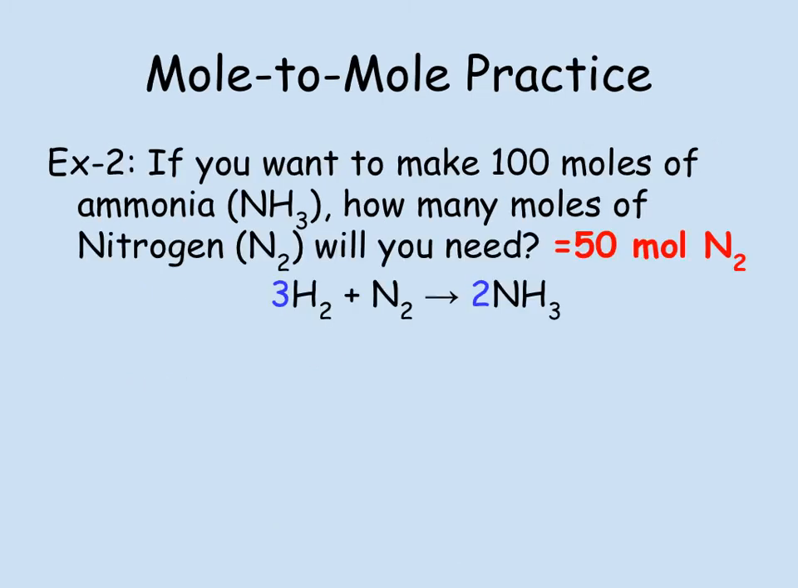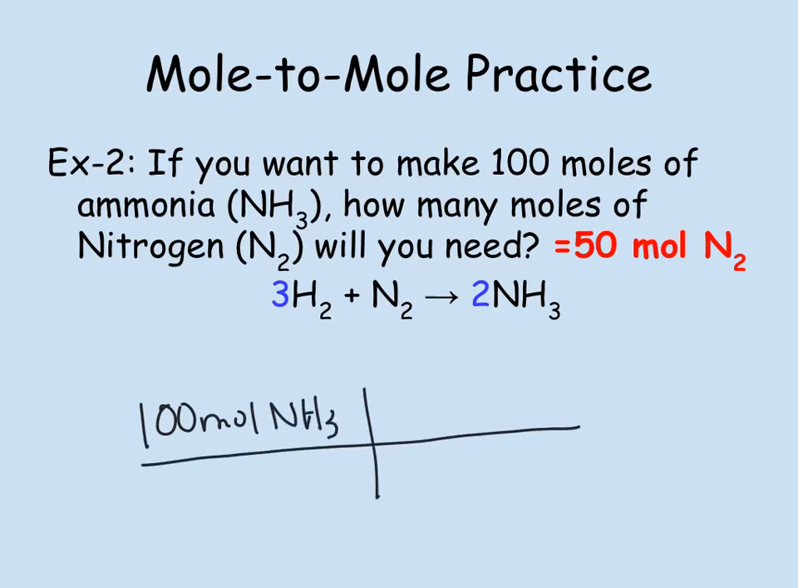So in this particular problem, it says we want to make 100 moles of ammonia. So we have 100 moles of ammonia, NH3. I'm going to go ahead and set up my conversion factor, put moles of NH3 in the bottom. It's asking for how many moles of nitrogen will I need. So 100 moles of ammonia is my given, and then moles of nitrogen is my unknown. Looking at the problem, I'm looking at nitrogen right here, I'm looking at ammonia right there.